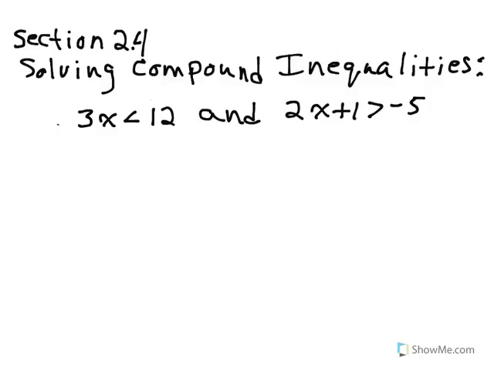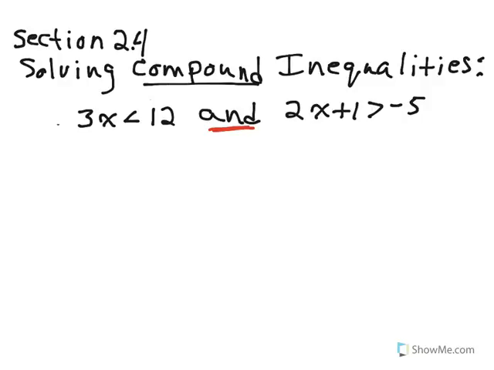Section 2.4, solving compound inequalities. Compound inequalities use the word "and" or the word "or." We're going to look at using the word "and" first. We're going to solve and graph. And when it says the word "and," that means we're going to graph them on the same number line. Well, with the word "or" as well.